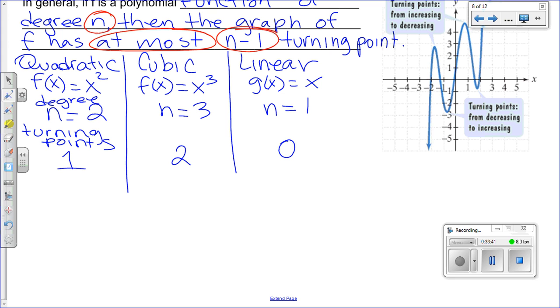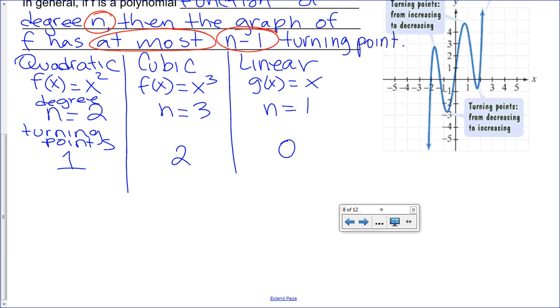Now let's look at the picture here and count the turning points. So we have 1, 2, 3, and 4. So we have 4 turning points. What do you guys think the degree could be? 5. Very good. Is that what it is for sure? Not for sure. It could be a higher degree with fewer turning points.